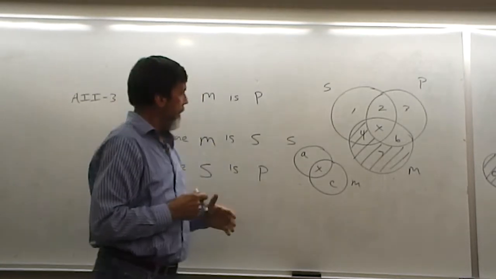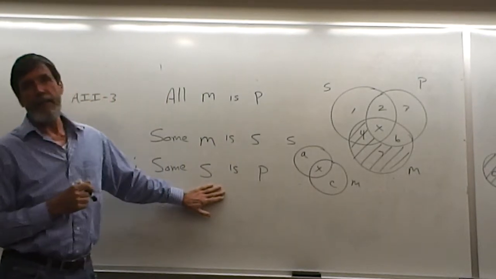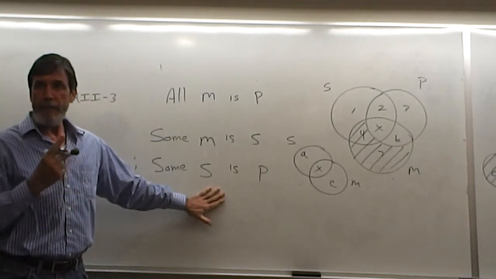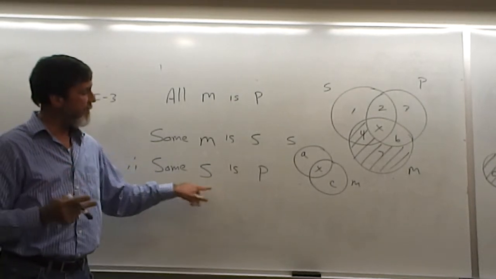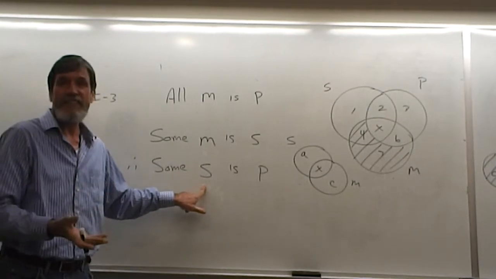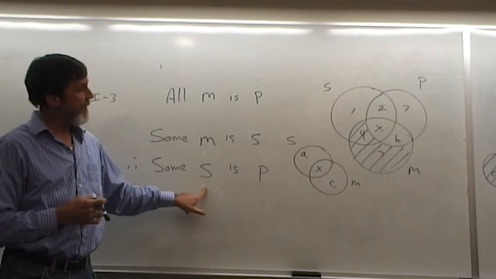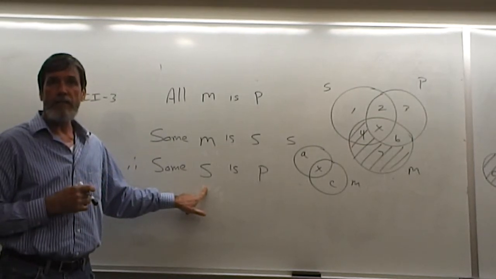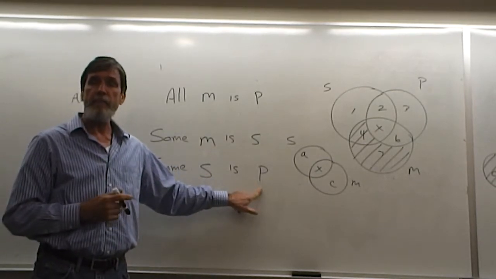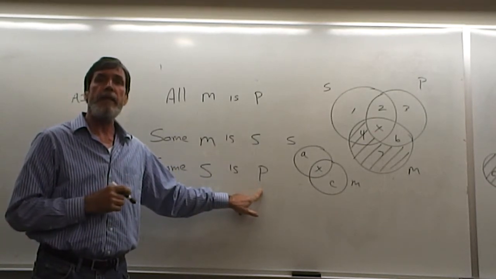Let's see. The conclusion says some S is P. For that to be indicated in the three-circle diagram, two conditions have to be met. There has to be an X inside of circle S, because the proposition says it's an S. We do have an X inside of circle S. The second condition is that that same X has to be inside of P at the same time. It's an S that's a P.